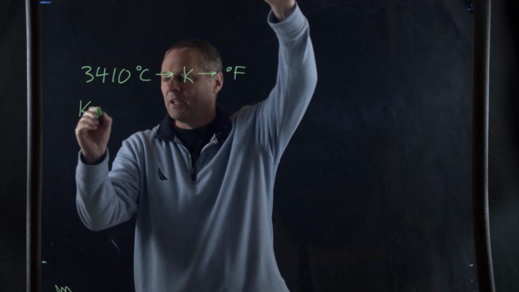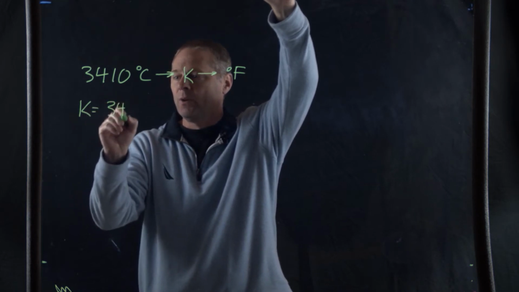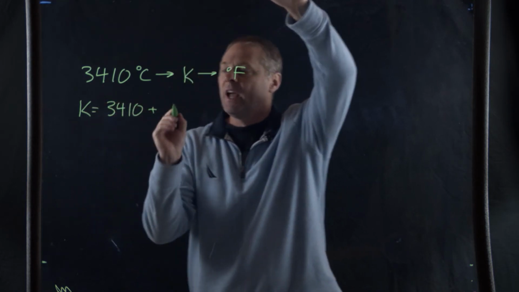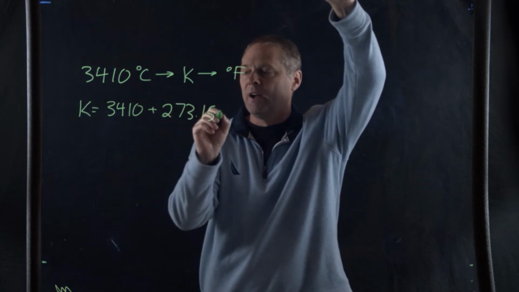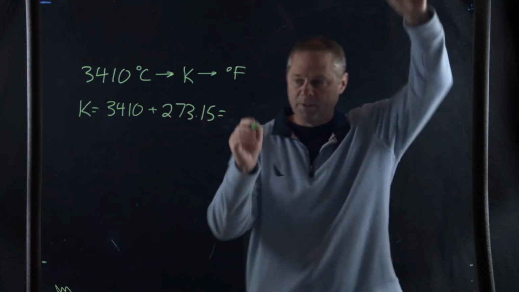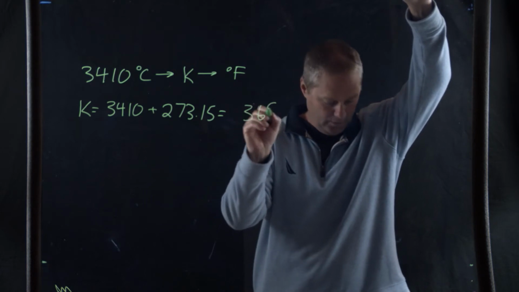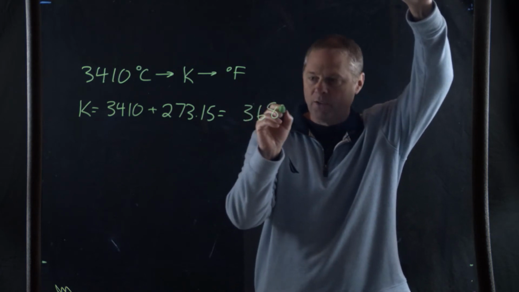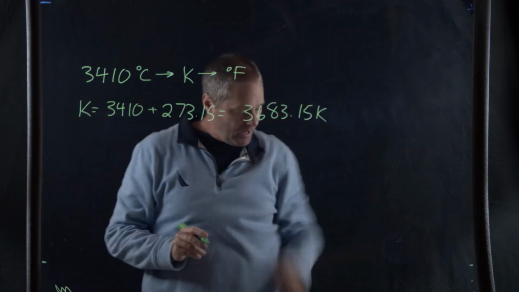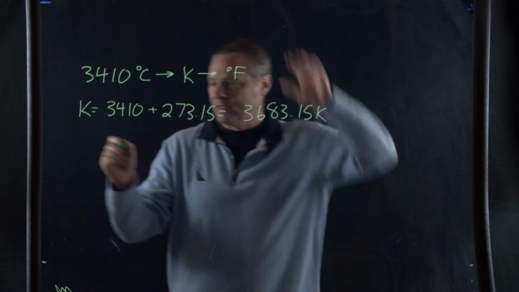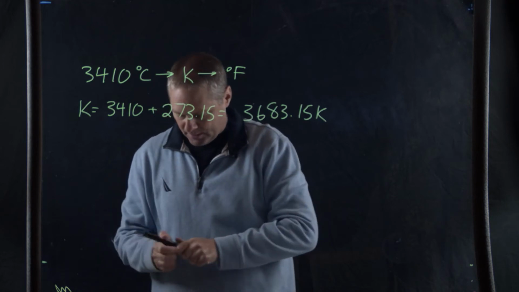For the Kelvin scale, we're going to take the 3,410 degrees Celsius, and to that we're going to add 273.15. We go through and do that arithmetic, we get 3,683.15 Kelvin.